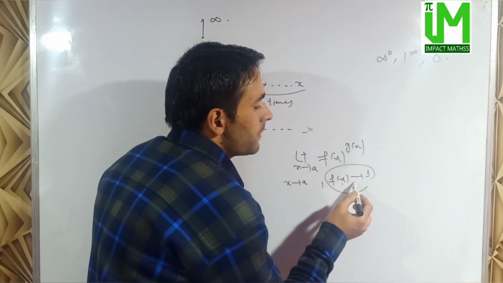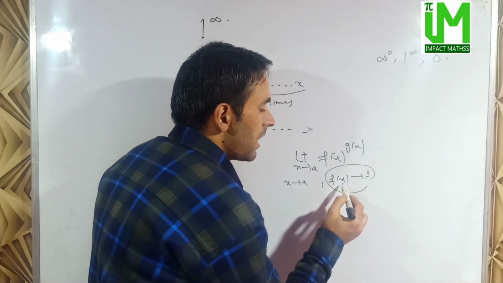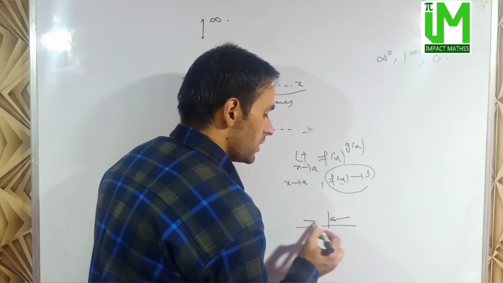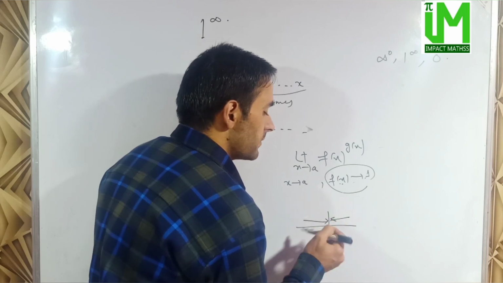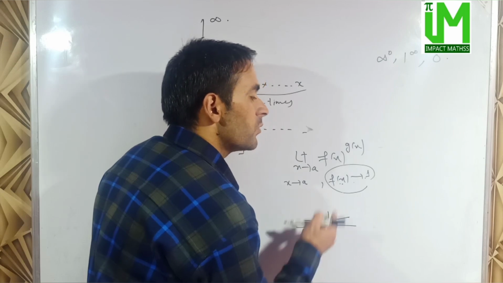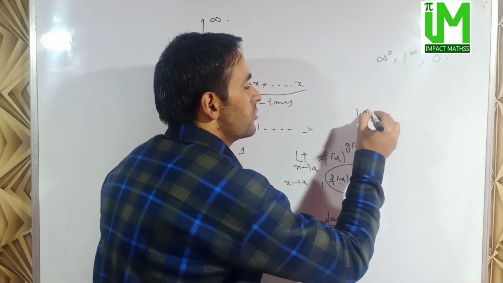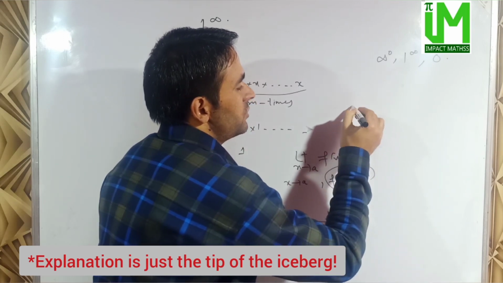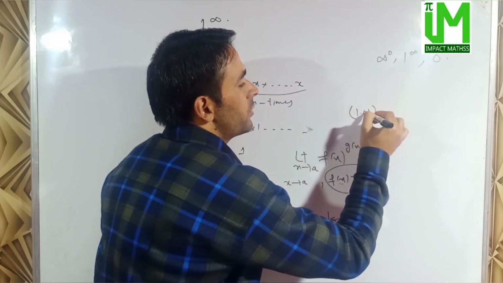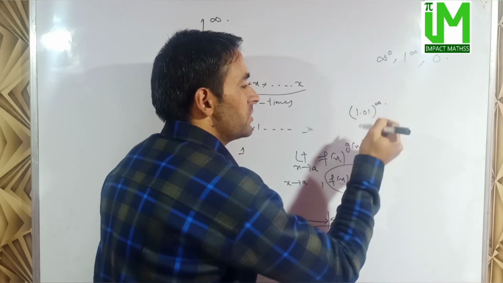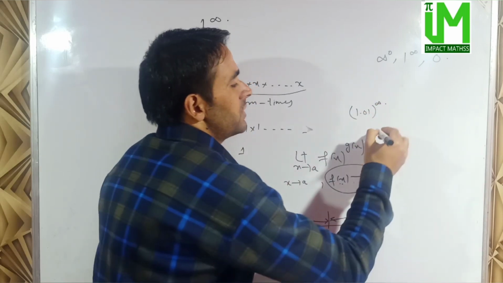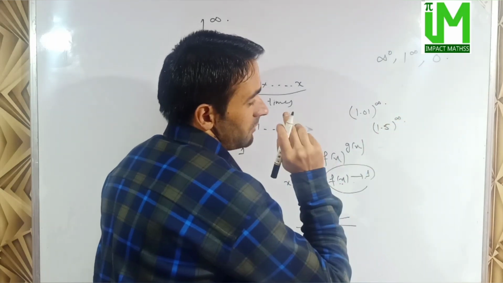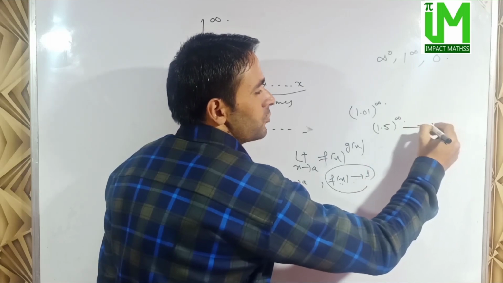Now since f of x is approaching 1, so f of x may approach 1 from the right or it may approach 1 from the left as well. That means कि अगर हम 1 की जगह 1.01 ऐसा कोई वैल्यू लें, since gx is approaching to infinity, so it means 1.01 raised power infinity. For our convenience, if we take 1.5 raised power infinity, then 1.5 raised power infinity, so it will approach to infinity.